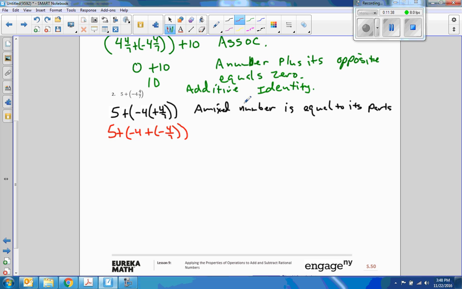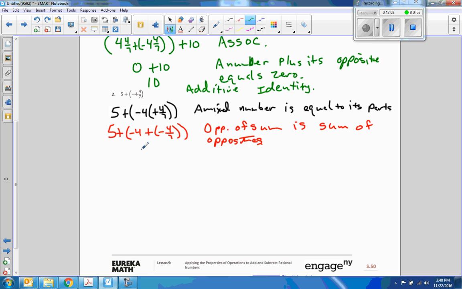And that's the opposite of a sum is the sum of its opposites. Again, lesson 8, example 1, if you don't understand what that means.